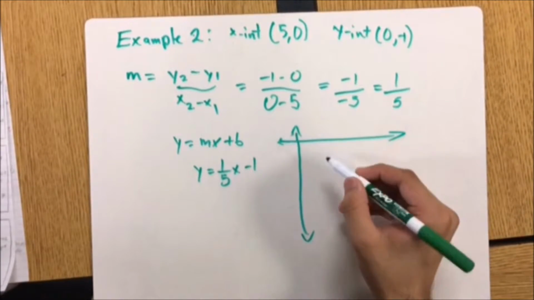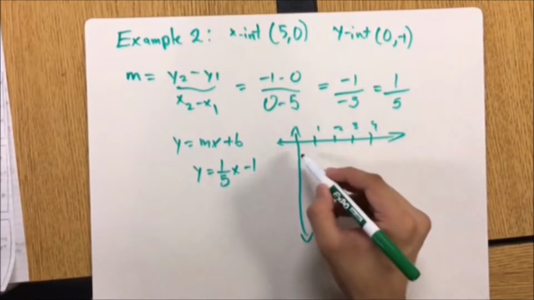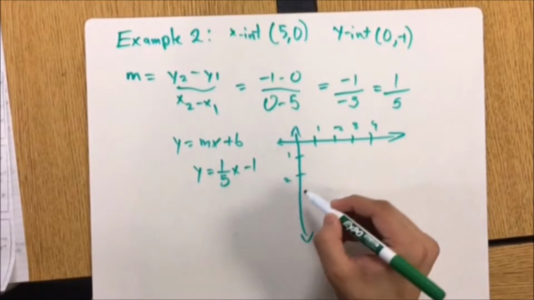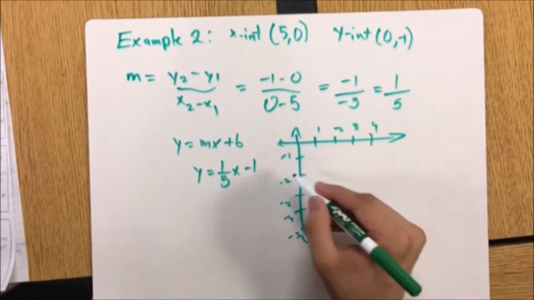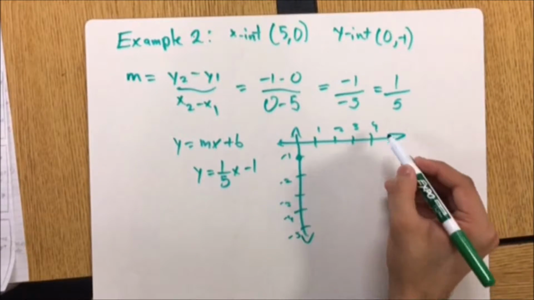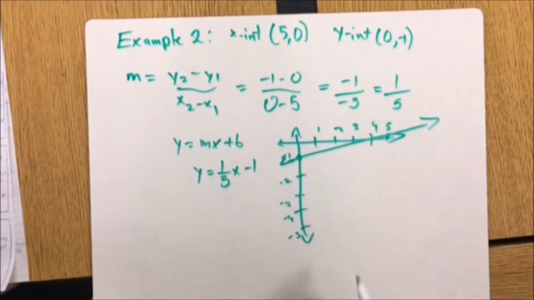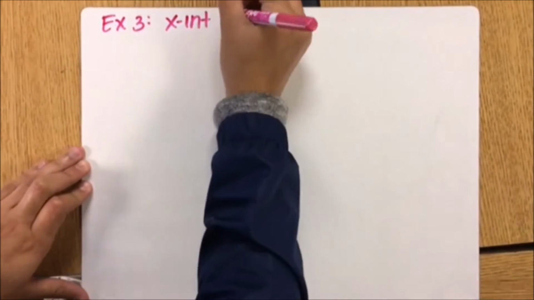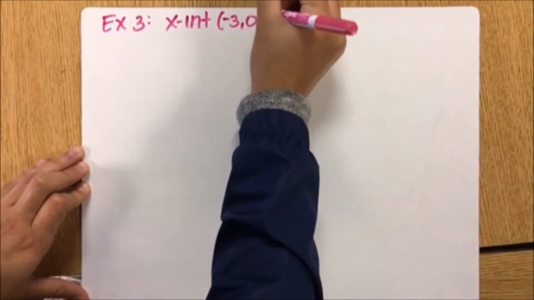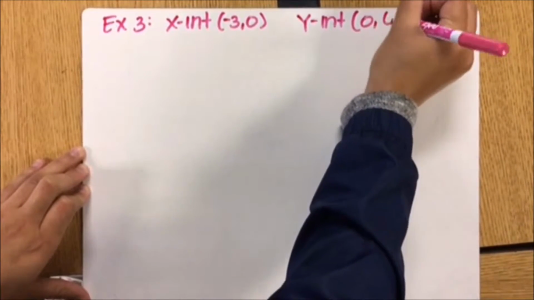So now we're graphing it just as before and plot your two given coordinates and then connect them with a line. Okay, for example 3, our x-intercept is (-3, 0), and our y-intercept is (0, 6).